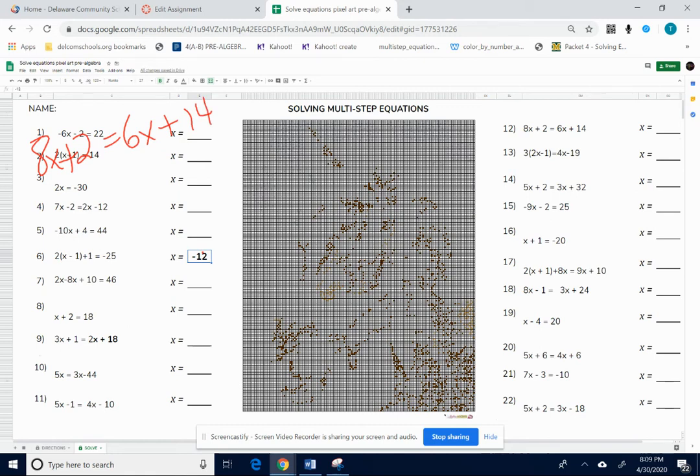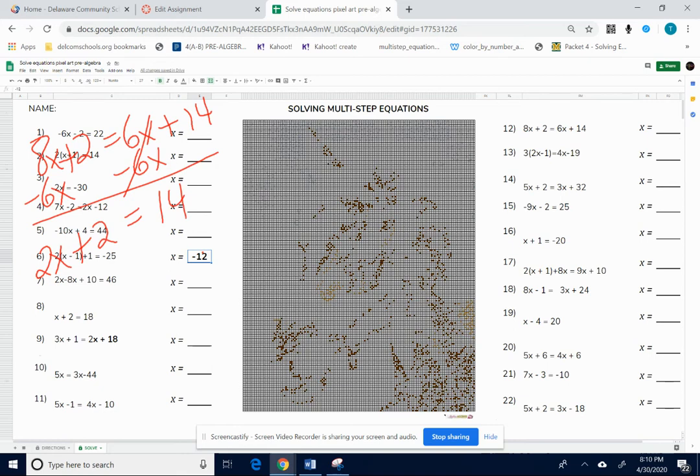Okay, look for parentheses first. There isn't any. Okay, next thing, look for like terms on the left, like terms on the right. There isn't any. Okay, the third thing, get all your x's together. Okay, so we do have x's on both sides. So I'm going to subtract 6x from both sides. Okay, 8x minus 6x is 2x on the left. So we have 2x plus 2 on the left. We have 14 on the right.